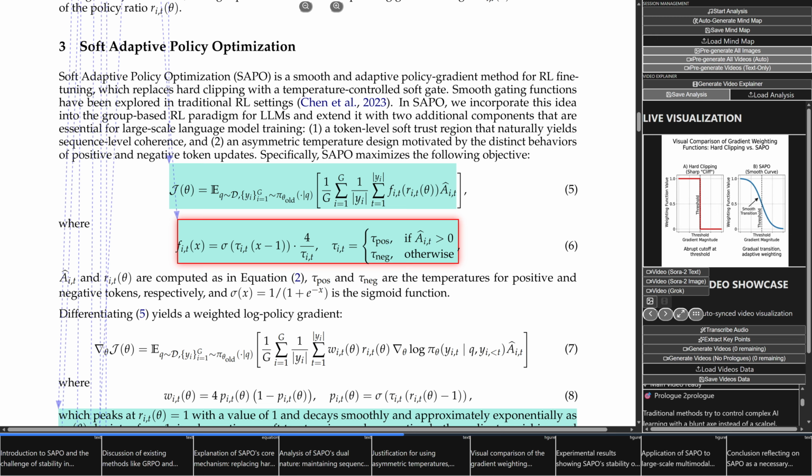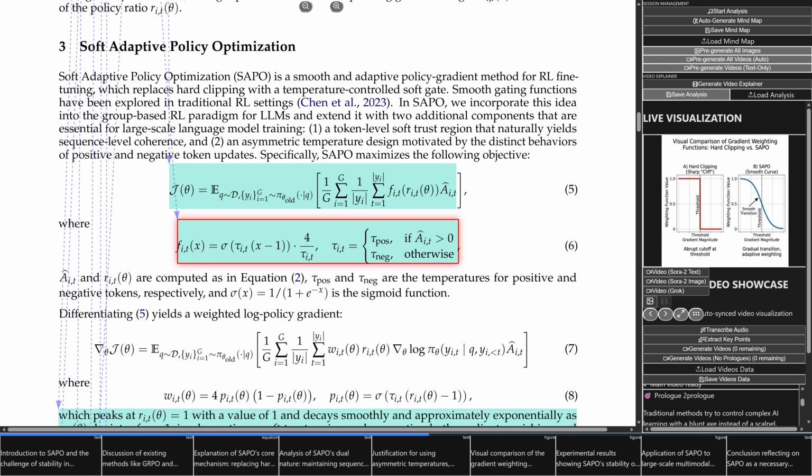Yes. They treat positive and negative updates differently. They set the temperature for negative tokens, this tau-neg, higher than for the positive ones, tau-pos. Why do that? Why the asymmetry? This might be the most critical insight in the entire paper. And it all goes back to the massive size of an LLM's action space, its vocabulary. We have to think about the difference between a positive learning signal and a negative one.